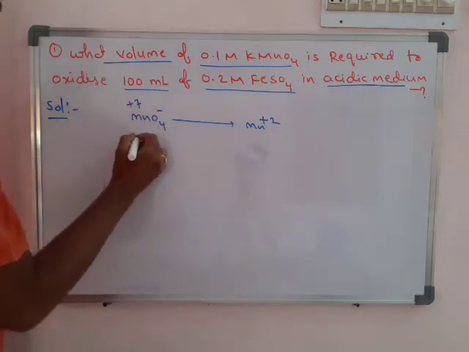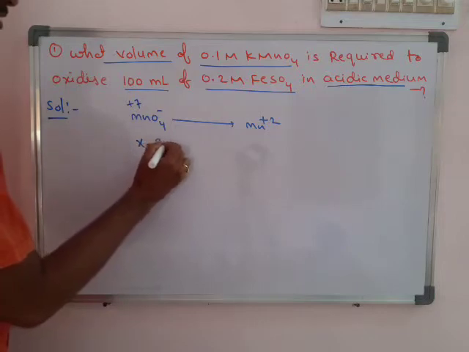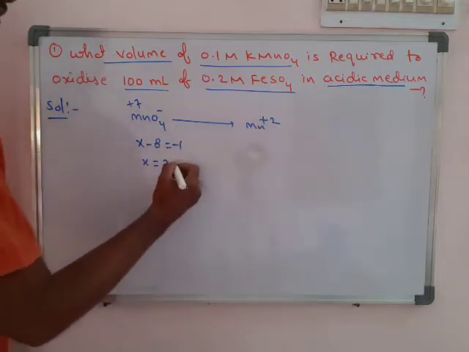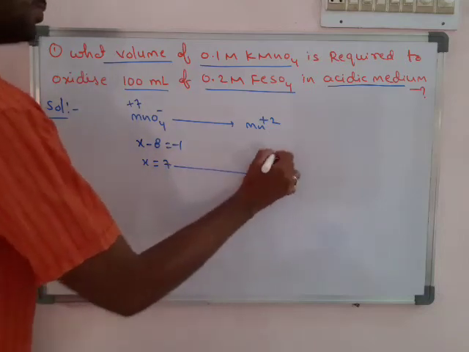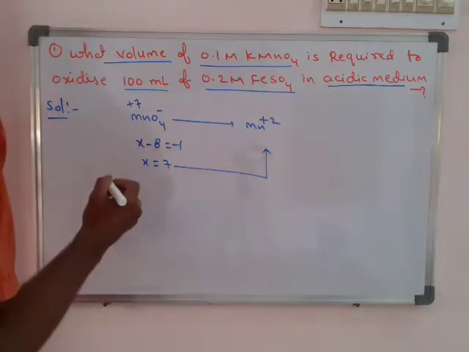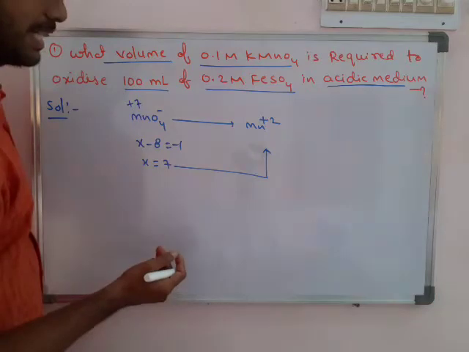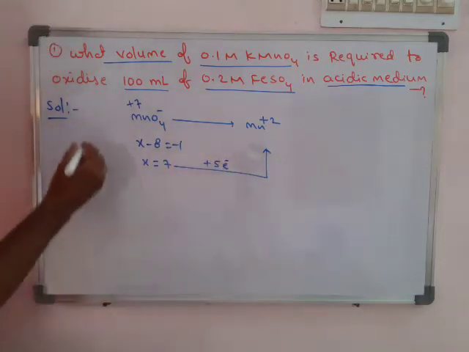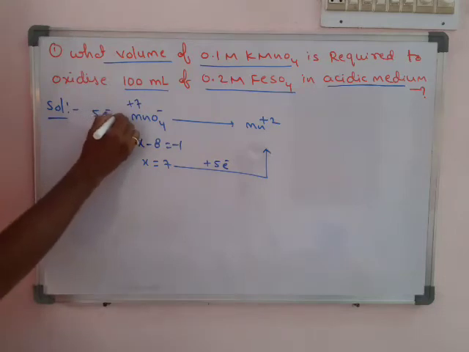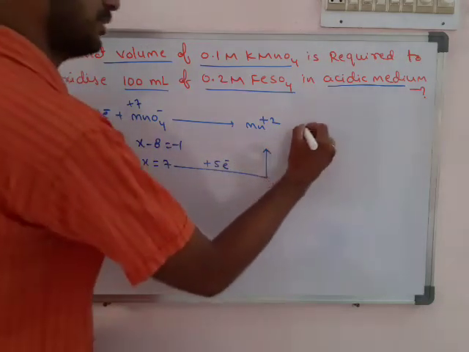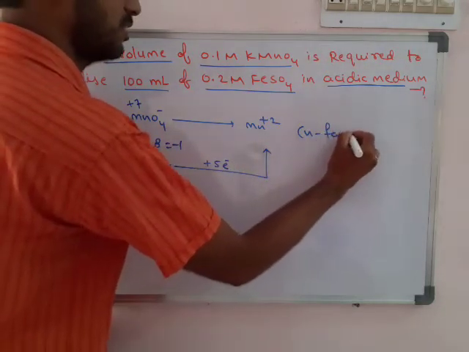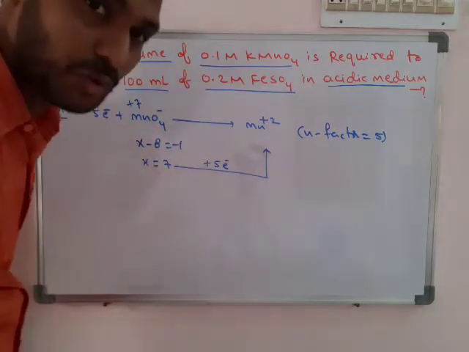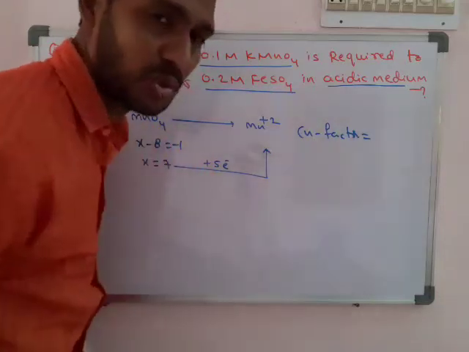How did you get plus 7? x minus 8 is equal to minus 1, so x equals 7. So plus 7 to plus 2 change. So it undergoes reduction. In reduction, how many electrons are gained? 5 electrons. So what is the n factor? Here the n factor for this reaction is 5. Already we know how to calculate the number of electrons.